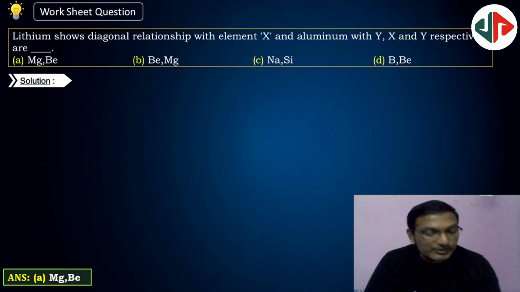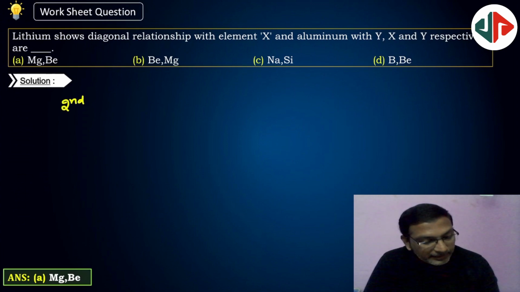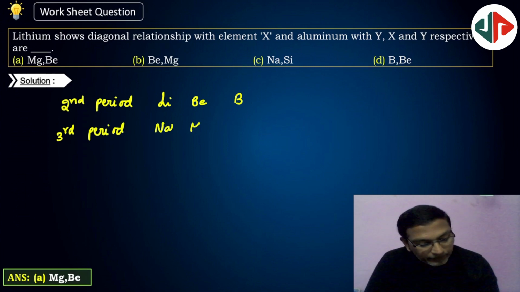Next question. Lithium shows diagonal relationship with X and aluminium with Y. X and Y respectively are. Here first lithium, second period: lithium, beryllium, boron. Third period: sodium, magnesium, aluminium. So these two are diagonally related.